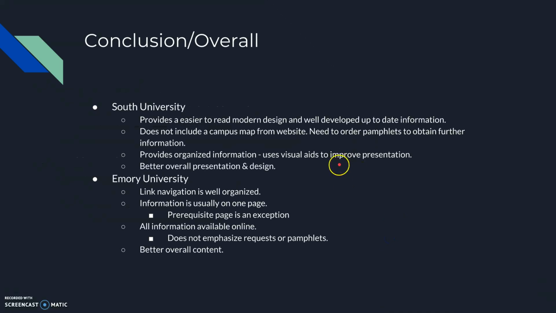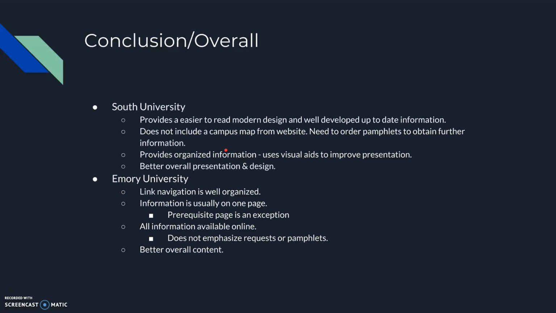In conclusion, South University provides an easier to read and modern design with well-developed and up-to-date info. It doesn't really include a campus map, which could really be helpful for a prospecting student, unless you order it through a pamphlet. The need to order pamphlets to obtain further information becomes apparent. South University also provides information in an organized manner by the use of visual aids such as tables. South definitely gets the award for better presentation and design.